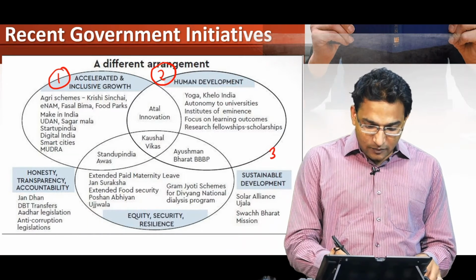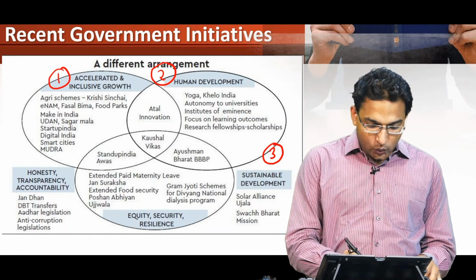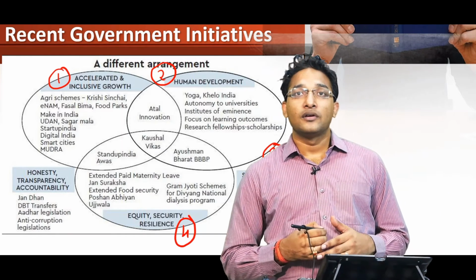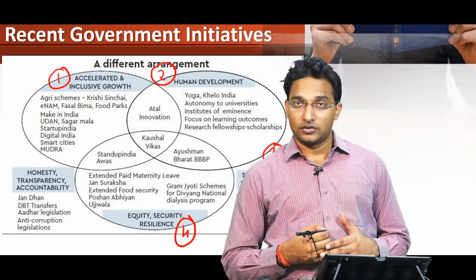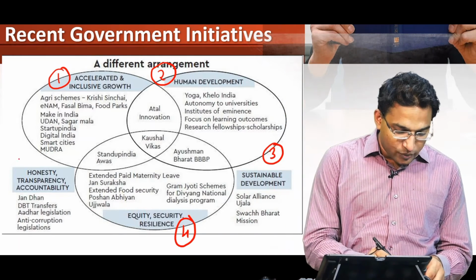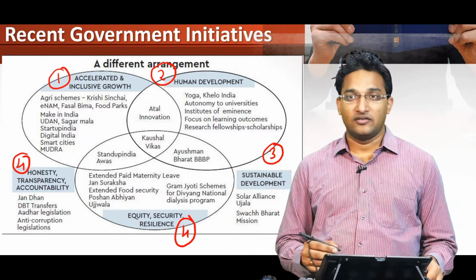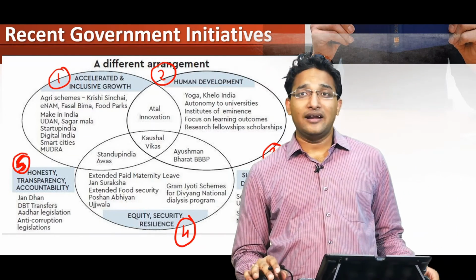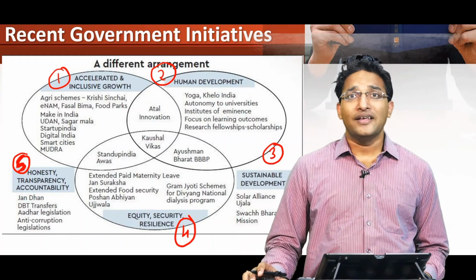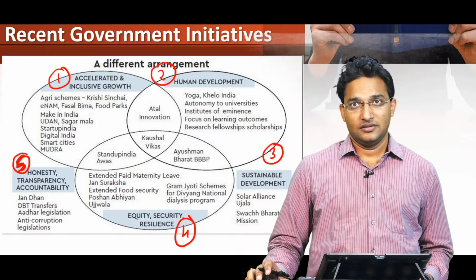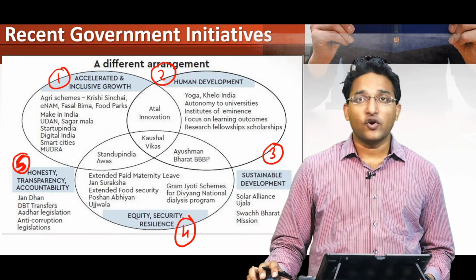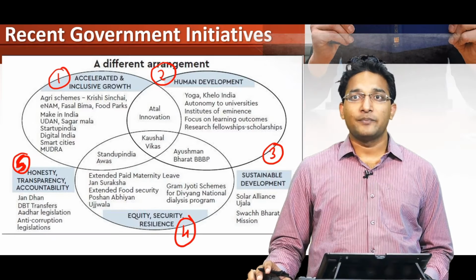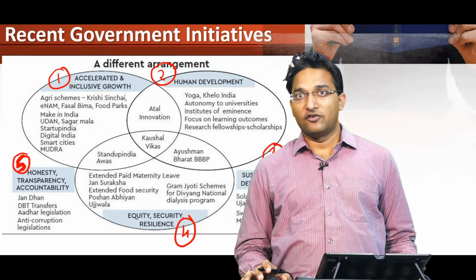Third, sustainable development. Fourth, equity, security and resilience. This is also focusing upon the pattern of growth. And lastly, honest, transparent and accountable governance, the 5th point. So these are the 5 dimensions. Under each of these dimensions, the government has taken lots of initiatives. And this picture I have taken from the government website only, where the government has shared this picture as the initiatives for the inclusive growth.